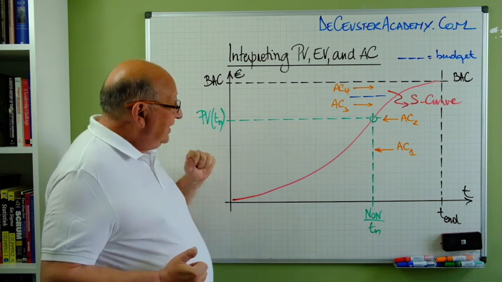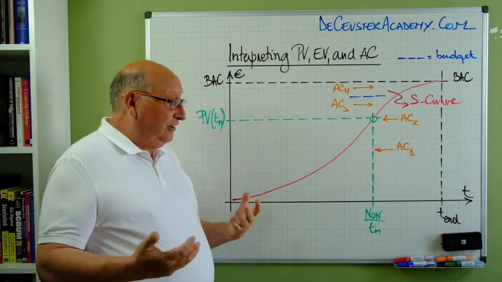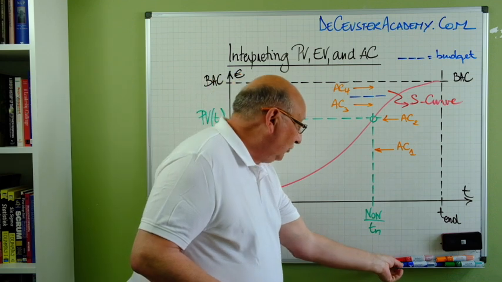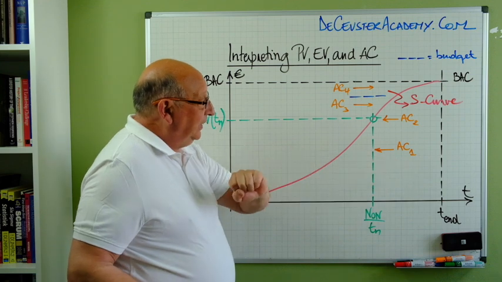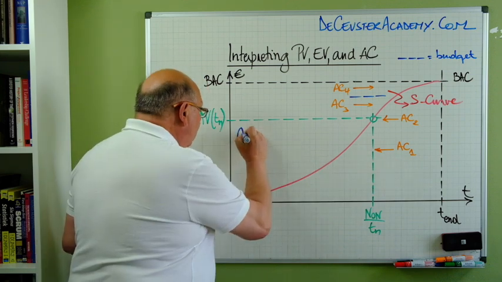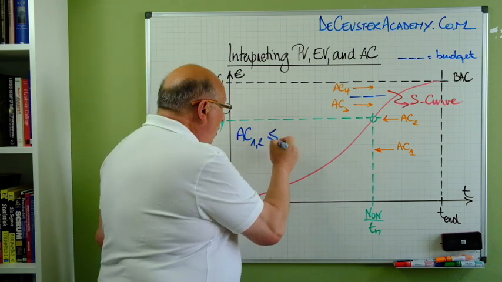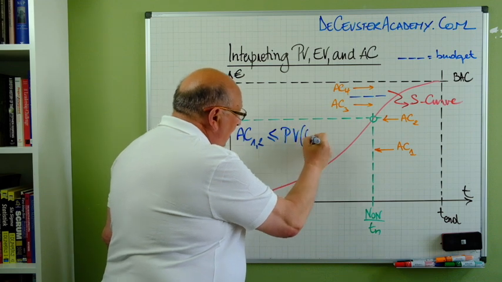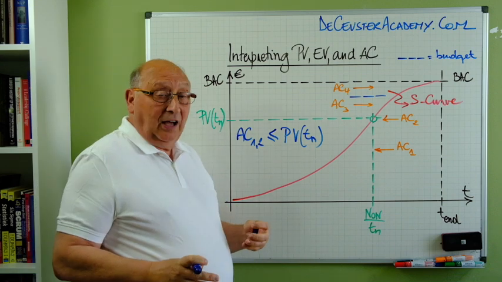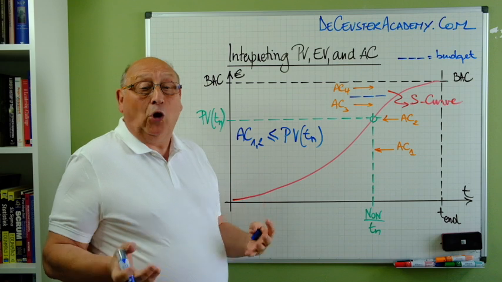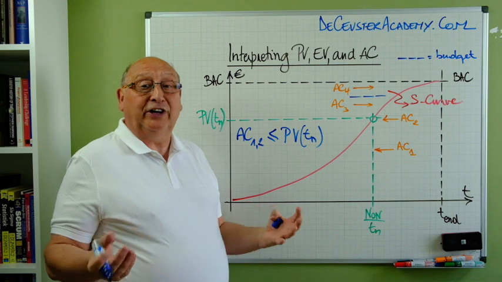Now, when we look at the curve, we can have three different possibilities. Let's have a look at the three possibilities. First of all, we have AC index 1 and index 2. So what can we say about AC 1 and 2? Well, they're smaller than or equal to the planned value at the moment of measurement. This means that we typically are happy because we are either below budget or on target, which is in both cases considered to be very good.